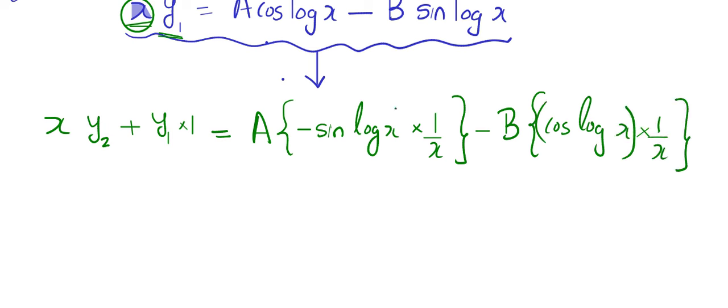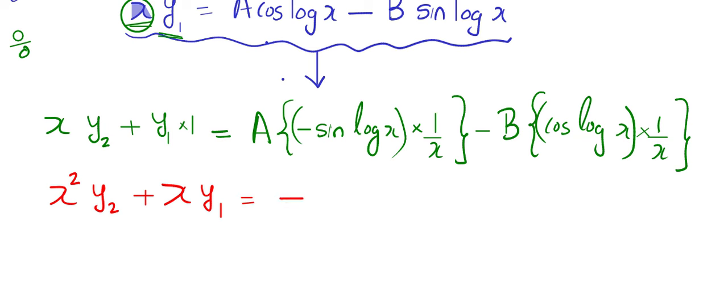Once differentiation is complete, you have to check for the enemies again. First enemy, fraction. I see fractions over here. So multiply throughout by x. So I get x square into y2 plus x into y1 is equal to minus a sin log x minus b cos log x.